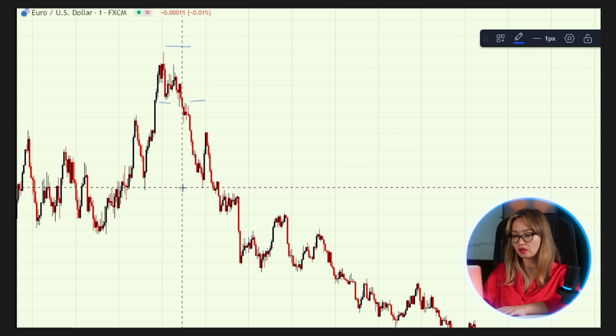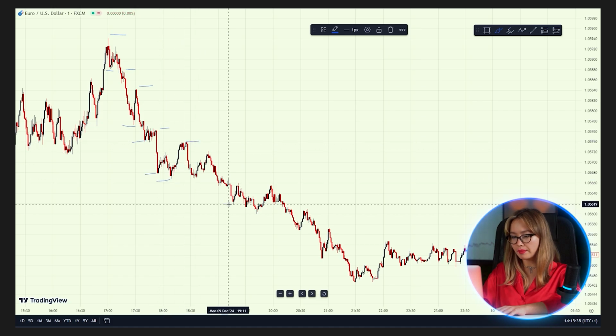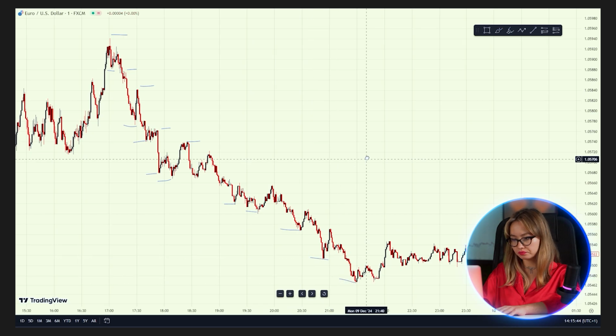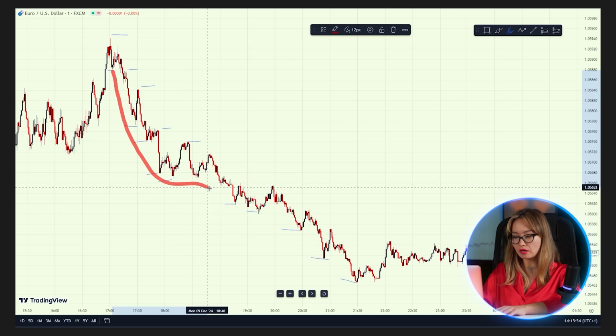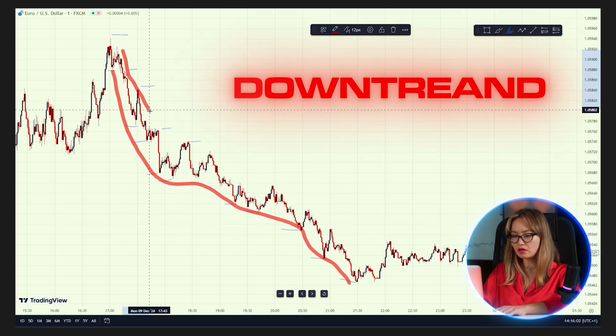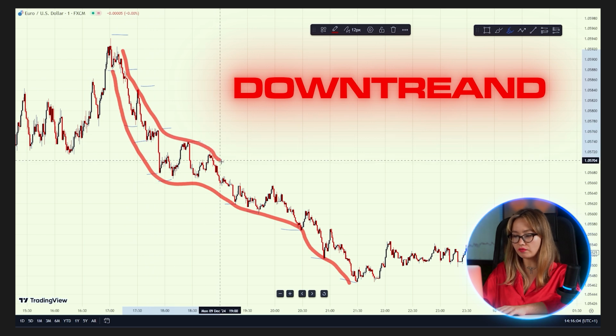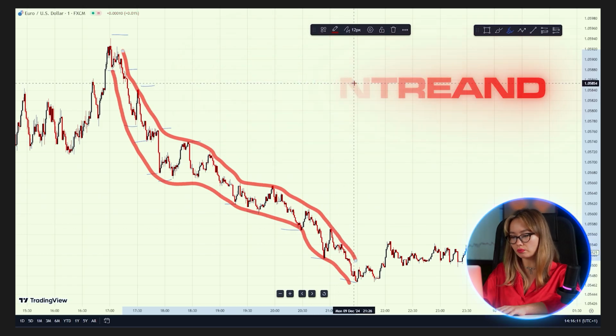Lower, lower, and even lower. By looking at the lows and highs, you can determine the trend. Notice here how the lows consistently drop, getting lower each time. The same goes for the highs. They are falling, falling, and falling. That's a trend in its purest form.